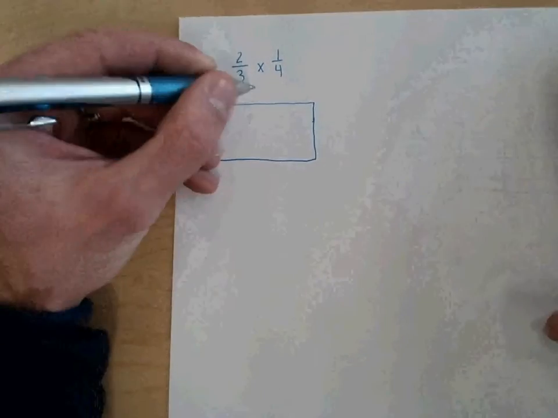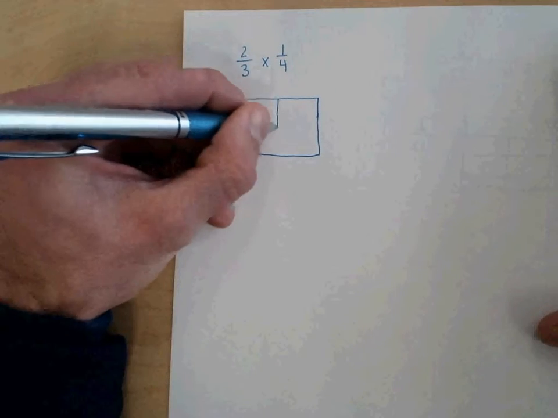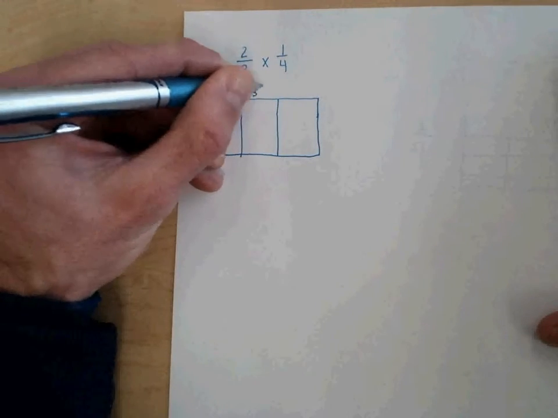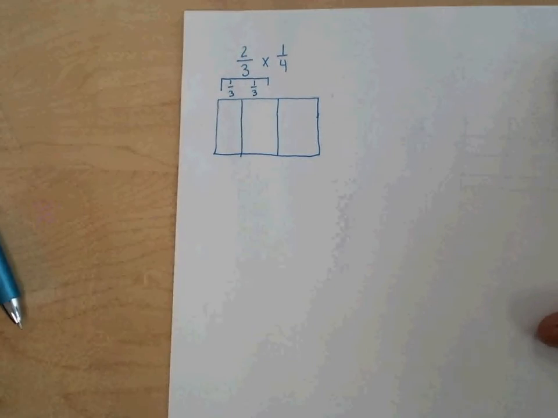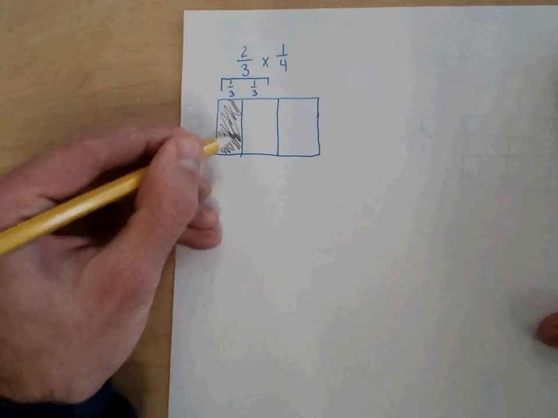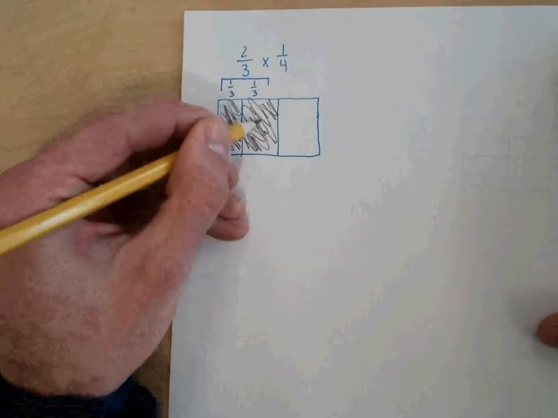And what we want to do is break this first one up into thirds. So we're going to go right there like that. This is 1/3, this is 1/3, and together that equals 2/3. I apologize that they're not evenly dispersed, but we'll make this quick here. So I shade in 2/3.